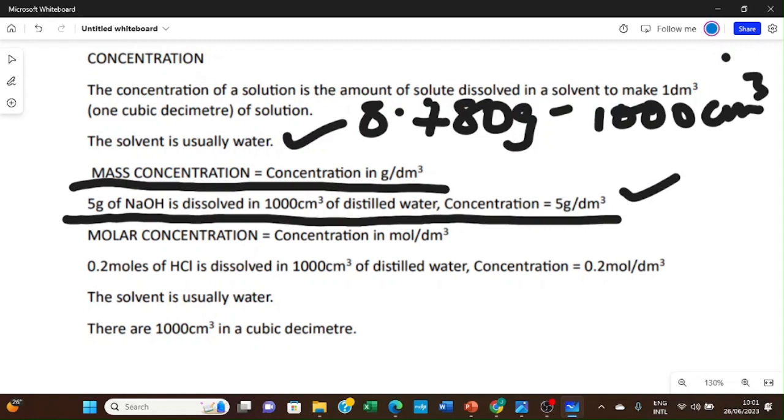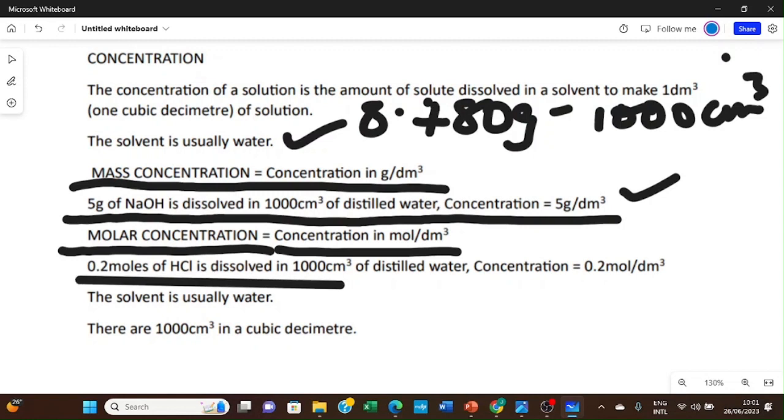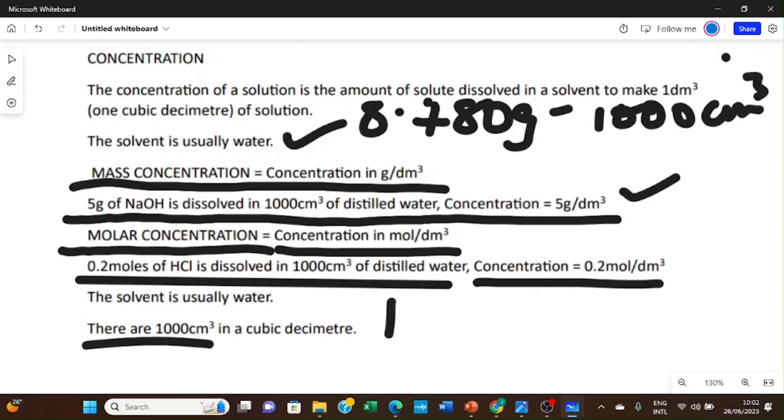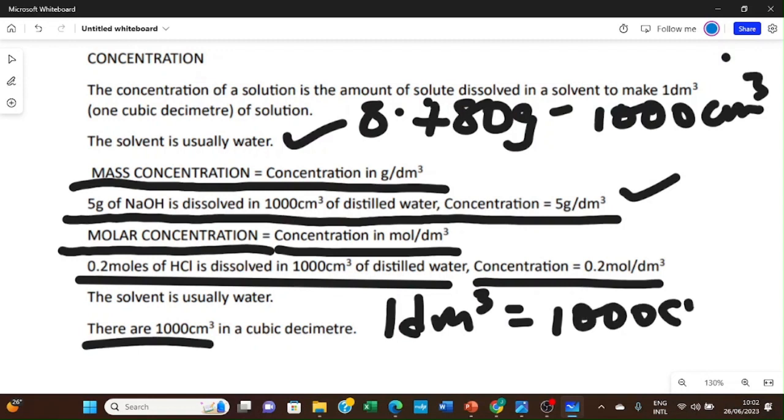Then we have molar concentration, which is concentration in mole per dm cube. For example, if I take 0.2 moles of hydrochloric acid and dissolve it in 1000 cm cube of distilled water, the concentration will be equal to 0.2 mole per dm cube. Remember, there are 1000 cm cube in a cubic decimeter. That is, 1 dm cube is equal to 1000 cm cube. So concentration can be in gram per dm cube, or it can be in mole per dm cube.